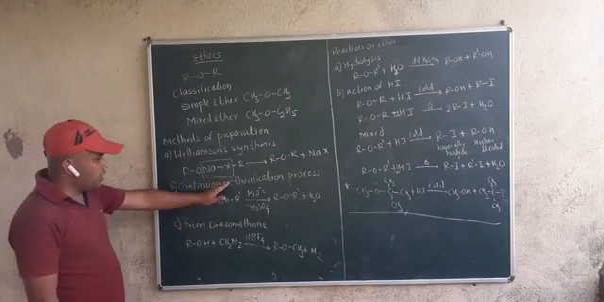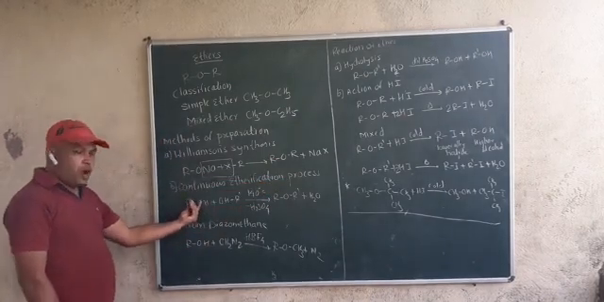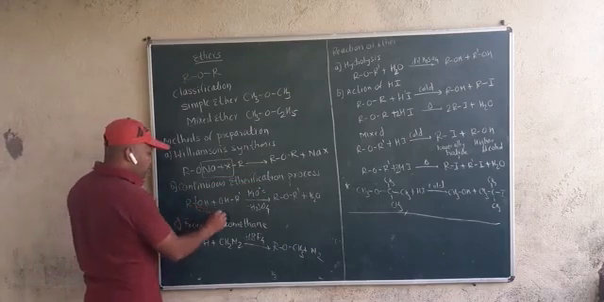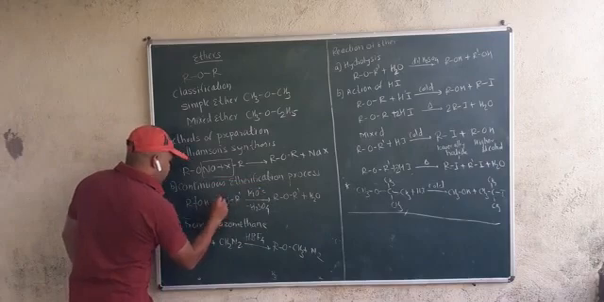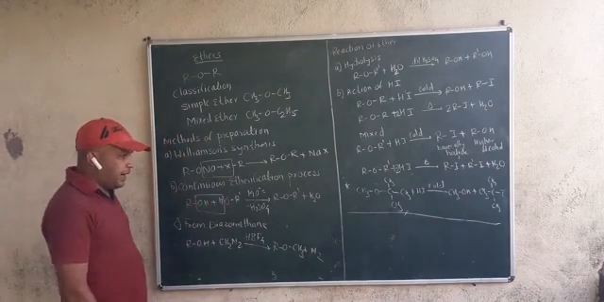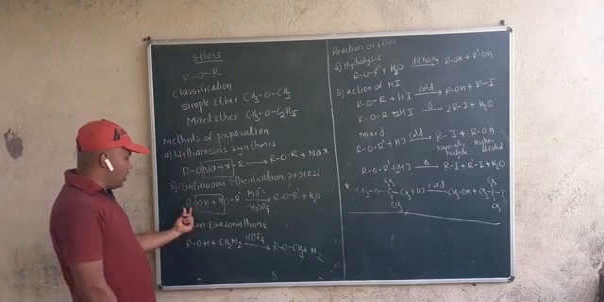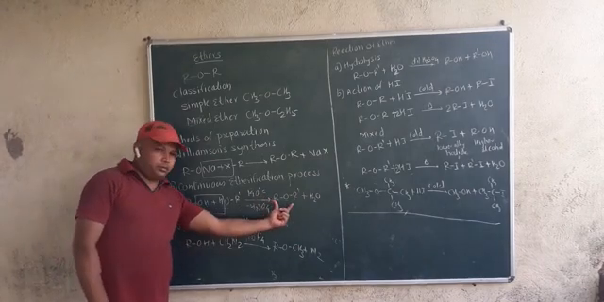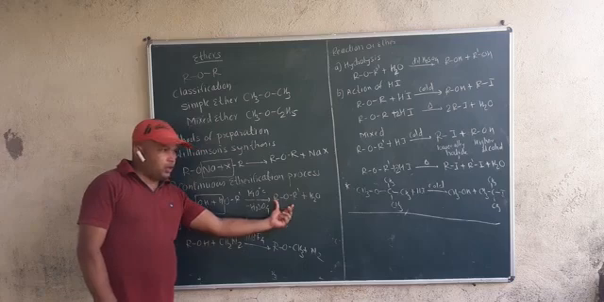Now continuous etherification. When you take two alcohols and you remove water, that is dehydration. If you remove water, you will get ether plus water.